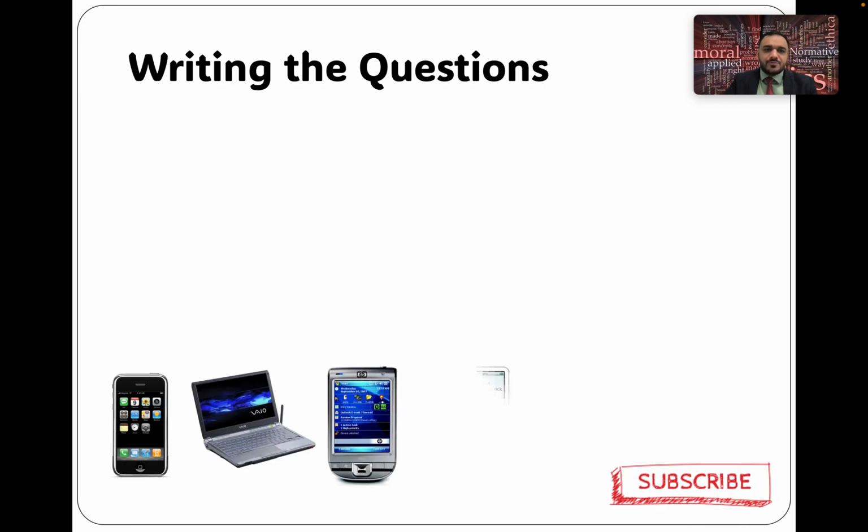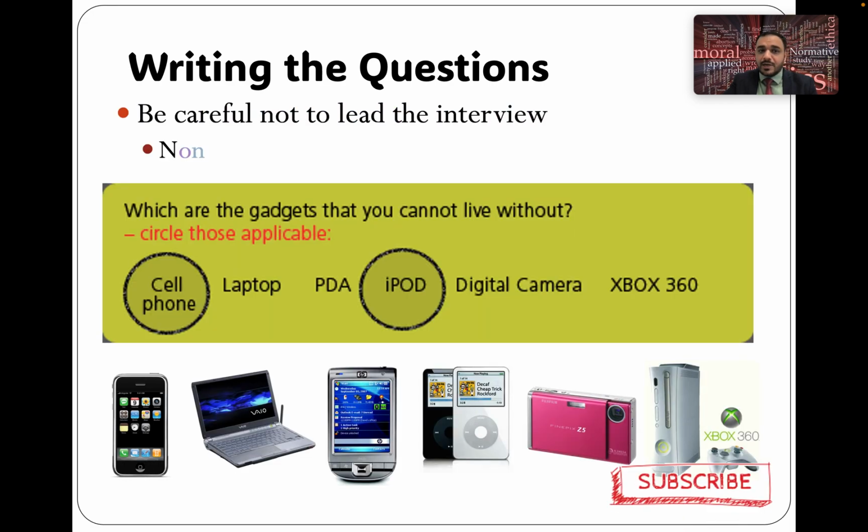Then we have to be careful not to lead the interview, which means non-biased questions should be there. For example, which are the targets that you cannot live without? Circle those elements. Here we can see iPod and cell phones. Both are confusing, because without both of these we are unable to live. So we have to choose one. So don't give these kinds of options, so the people are not confused.